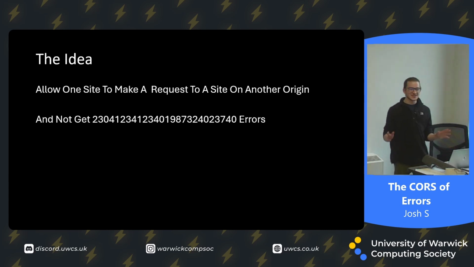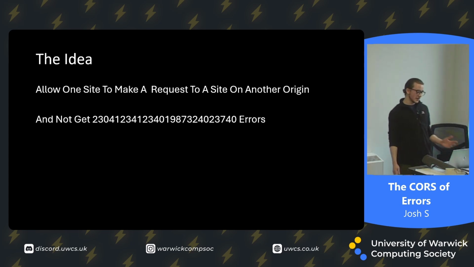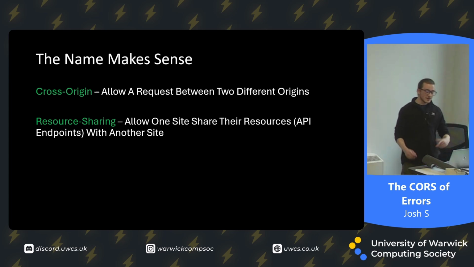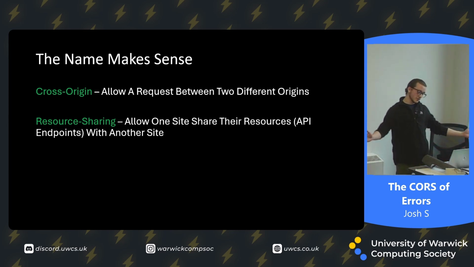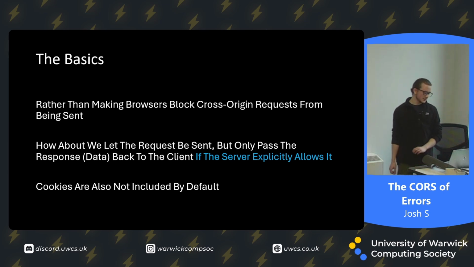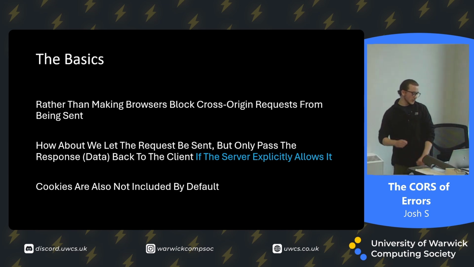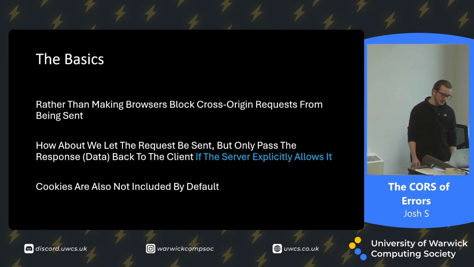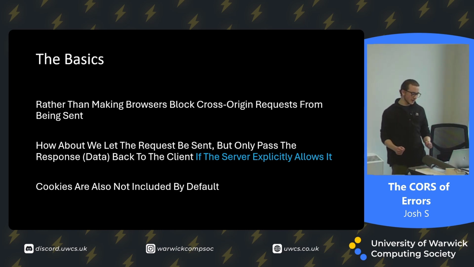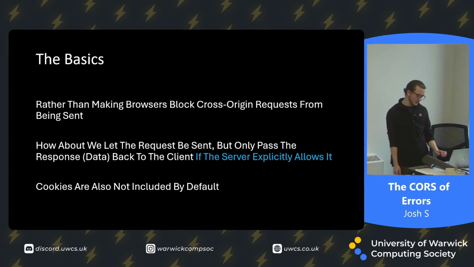Okay, now the idea is simple. Allow one site to make a request to another origin, and not get a bajillion errors while doing so. And the name makes sense. Cross-origin allows a request from one origin to a different origin, and resource sharing allows one site to share their resources, API endpoints, with another site. Now, the basics. Rather than making the browser block a cross-origin request immediately, how about we let it be sent and only pass the response data back to the client if the server explicitly allows it. Cookies are also not included by default here.